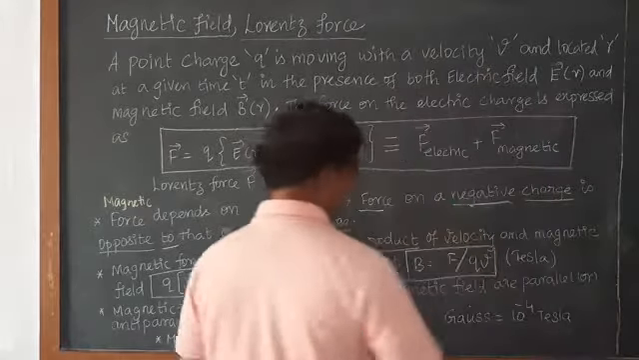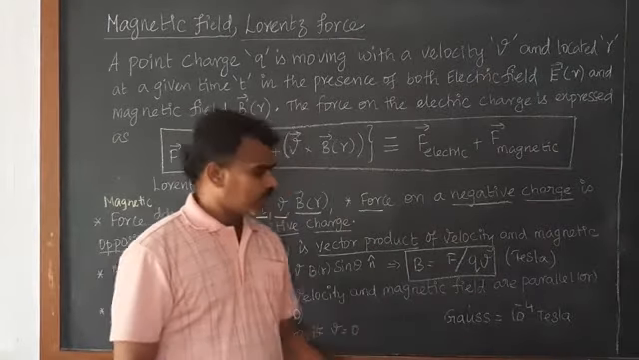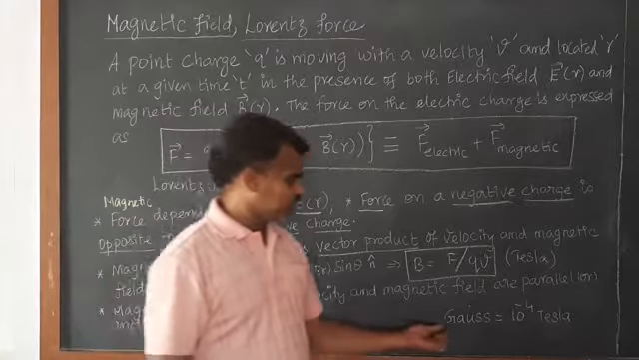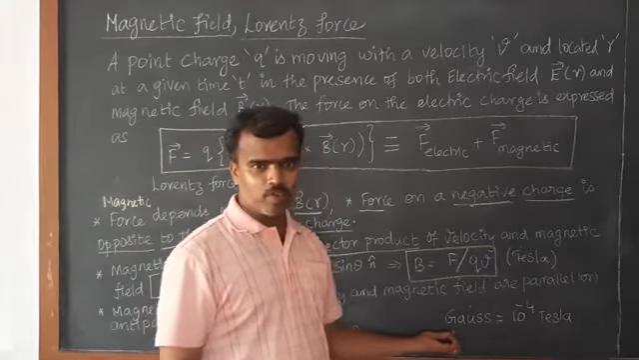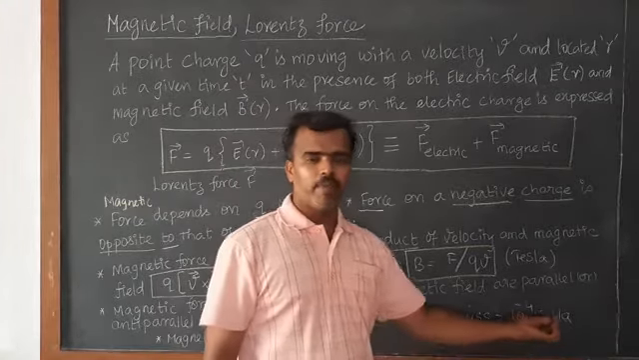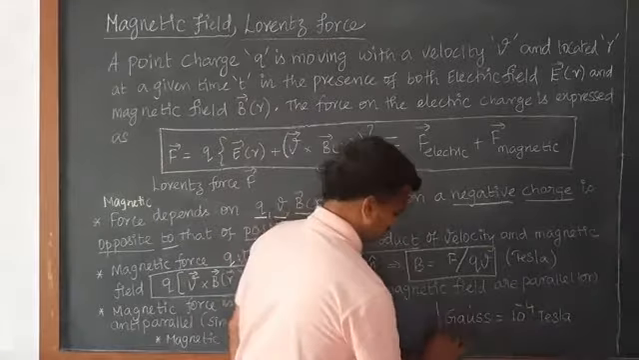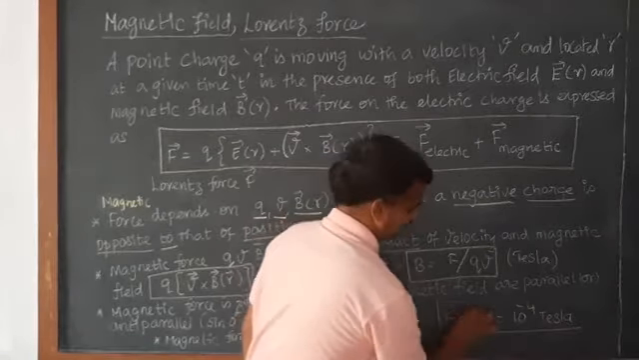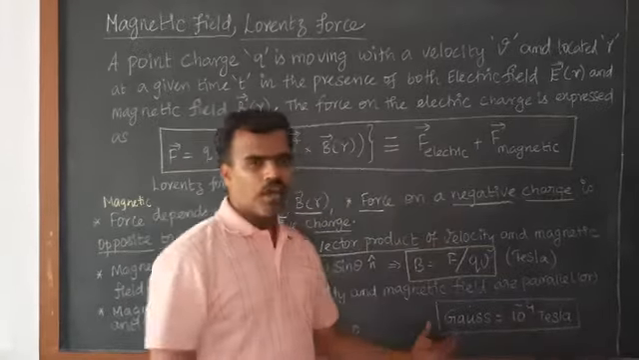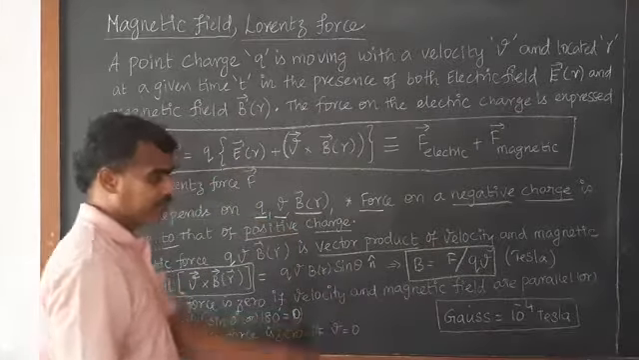And one more thing I want to tell you here: the Gauss. What is Gauss? This is a small unit of magnetic field. 1 Gauss is equal to 10 to the power minus 4 Tesla. This is a very small unit, but it is not an SI unit. It is a very small unit of magnetic field we are measuring, right?